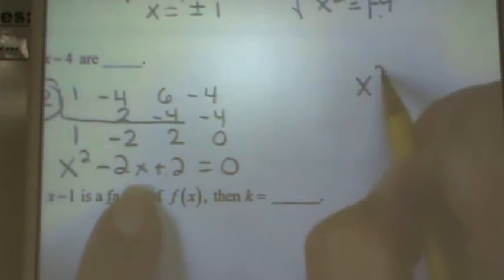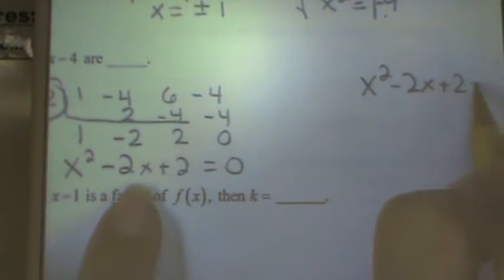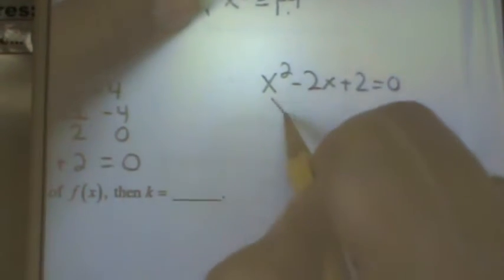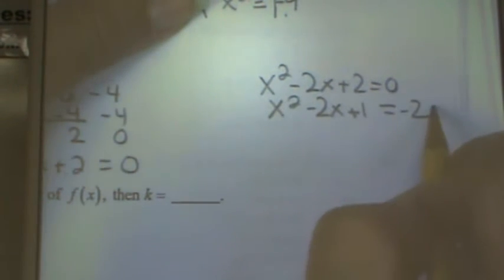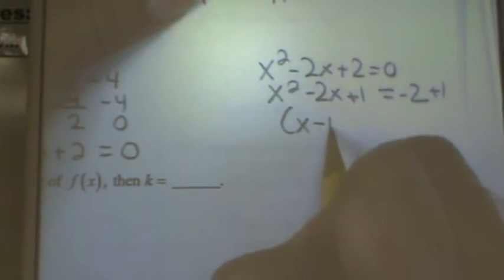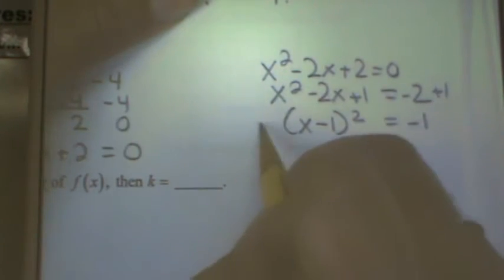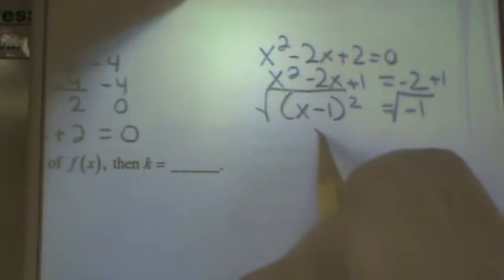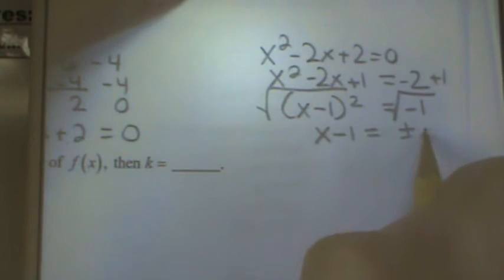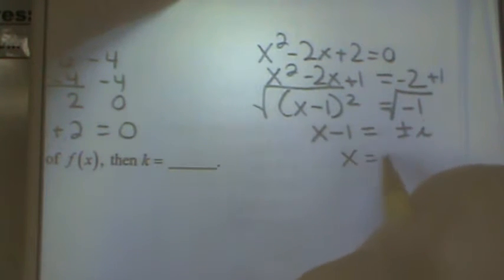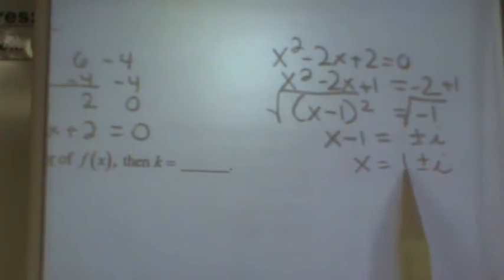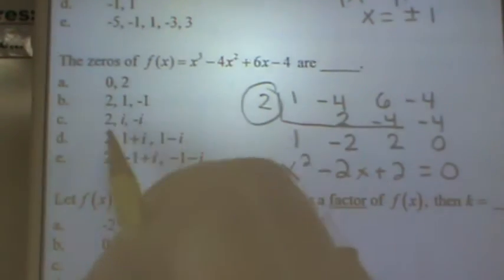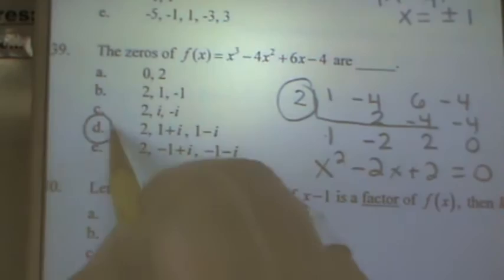So to do that, x squared minus 2x plus 2 equals 0. Subtract 2. Take half of this and square it. Factor. Square root both sides. X minus 1 equals plus or minus i, and then add 1. So the three zeros are 2 and 1 plus and minus i, which would be D.